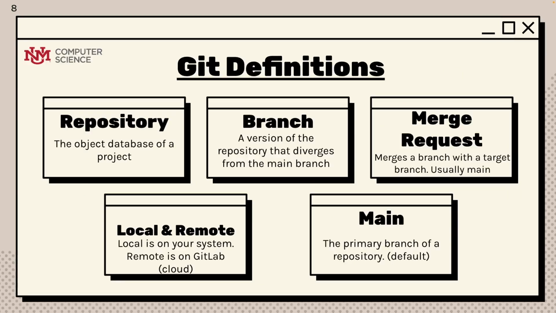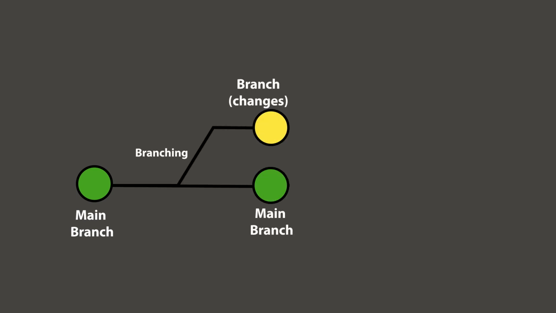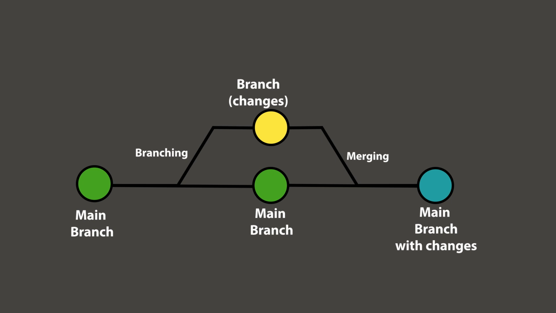Now we'll go over some basic concepts in GitLab to help you get familiar with what it looks like. A repository is a directory storing all the files, folders, and content that you add to your project. A branch is a version of the repository that diverges from the main branch. A merge request is a request to merge your branch into another branch, usually back into the main branch. Local refers to anything that's on your system, while remote refers to anything on GitLab or in the cloud.